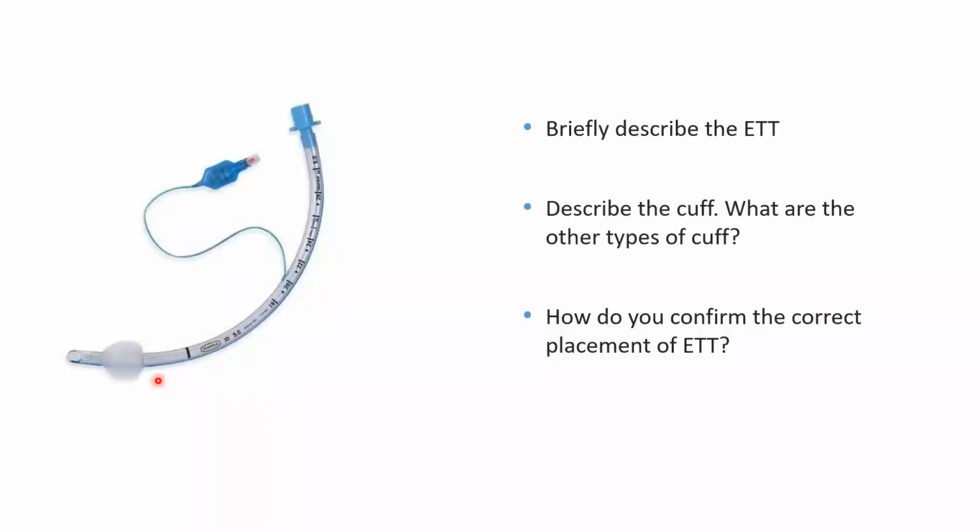ETCO2, chest X-ray, and fogging, sir. Fogging, chest X-ray, ventilator waveforms, chest rise. And recently we can even use ultrasound to see the lung sliding on both pleura, and while passing you can see that it's not going into the esophagus, right? Yes. Good, Sriram.